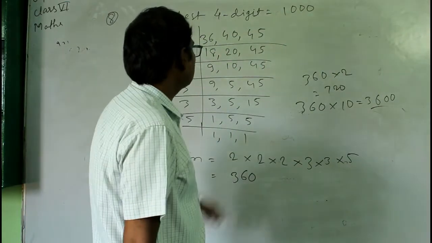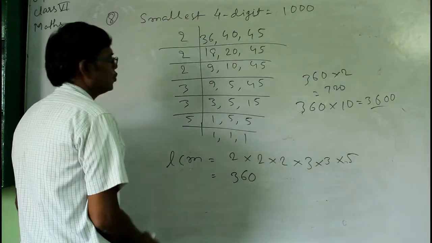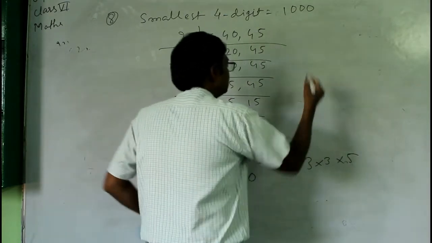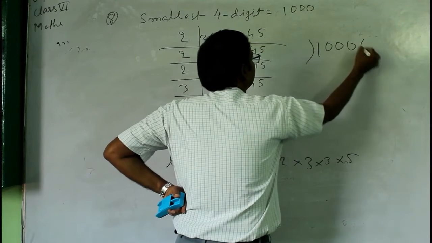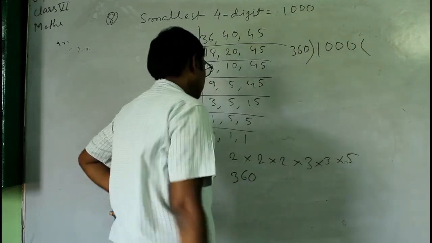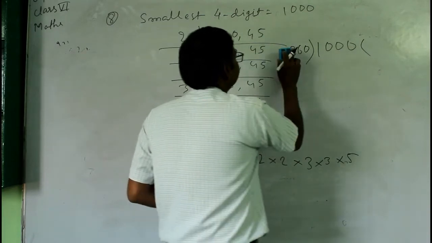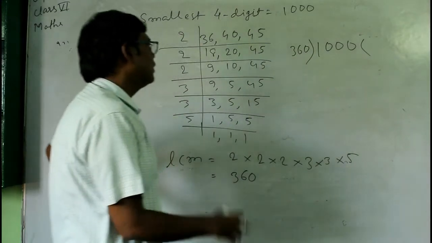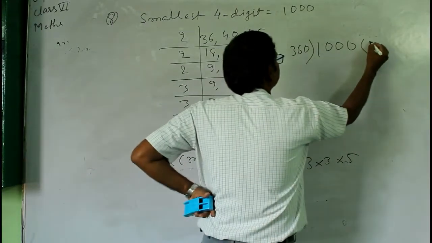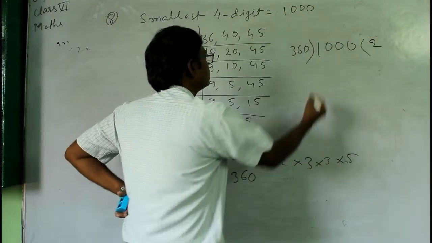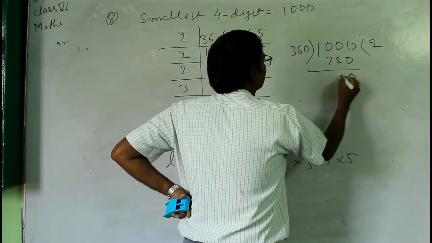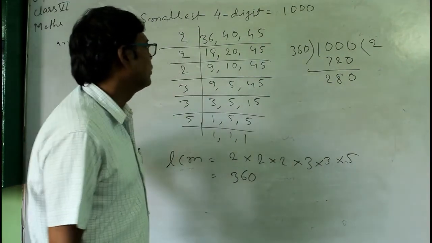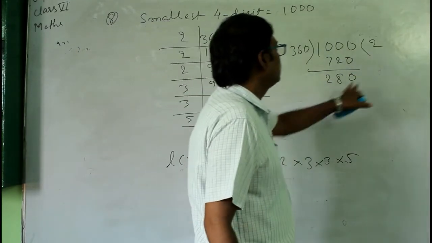Okay, so what you have to do is divide this by 360. So find it. So divide 1000 by 360. So what will happen here? 36 3s, it will be more. Okay, so take 2 here. 36 2s, so it will be 720. Then this is the remainder in this case, because now we cannot divide further. So this is the remainder, and here 2 is the quotient.